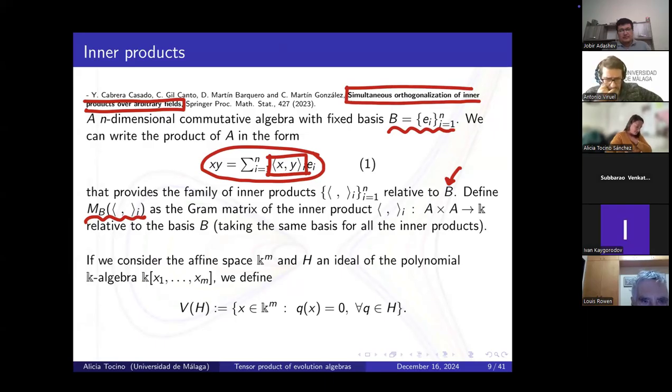Moreover, we are going to need the concept of the set of zeros of an ideal of the polynomial algebra. If we have the polynomial K-algebra in the variables x1, ..., xm, and if we have an ideal H of this polynomial algebra, then we define by V(H) the set of zeros. They are all the elements in K^m such that these polynomials are zero.